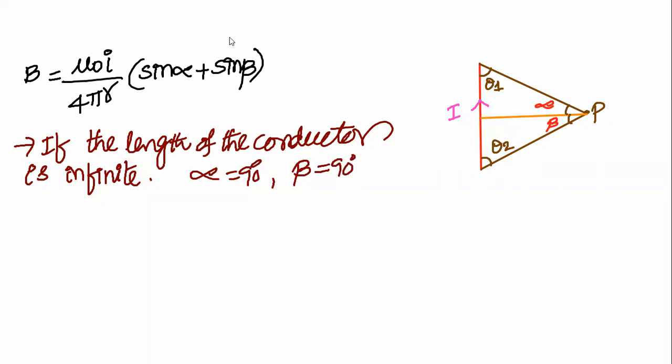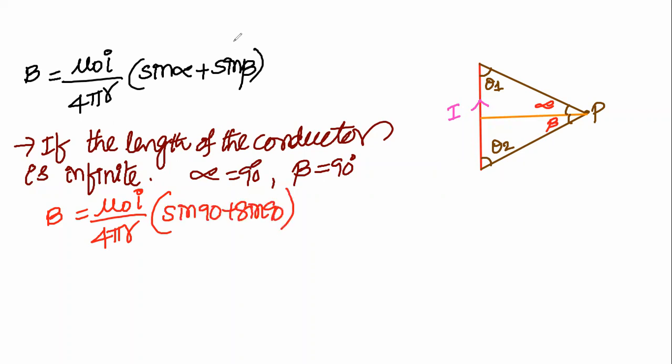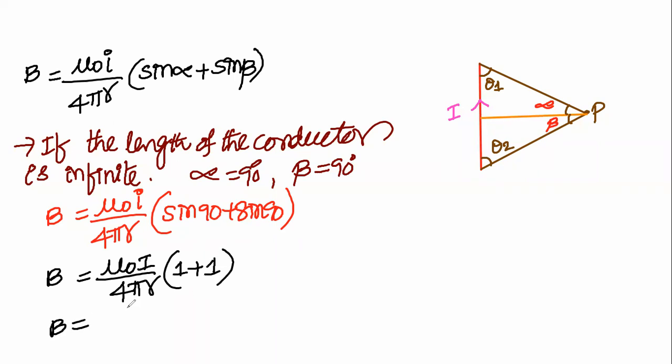From the above formula, how to write this? Alpha is 90 degrees, beta is also 90 degrees. So B is equal to mu naught I divided by 4 pi R into sin 90 plus sin 90. Sin 90 becomes 1. Therefore, B is equal to 1 plus 1, 2. So, mu naught I divided by 2 pi R.